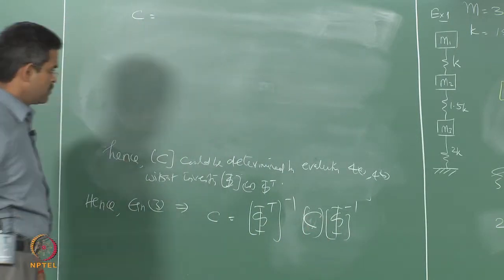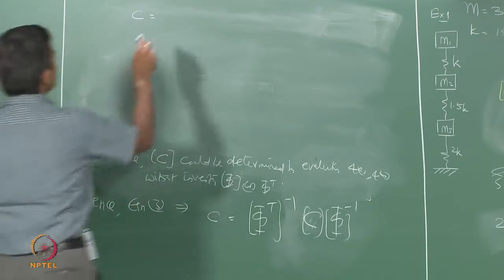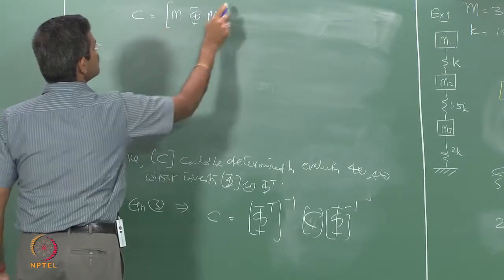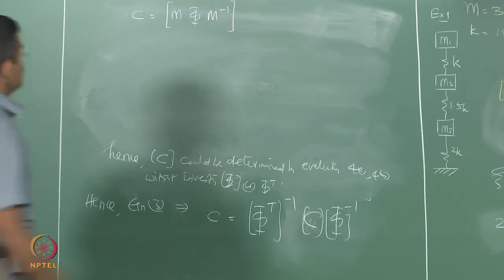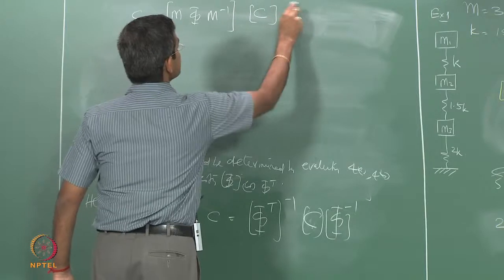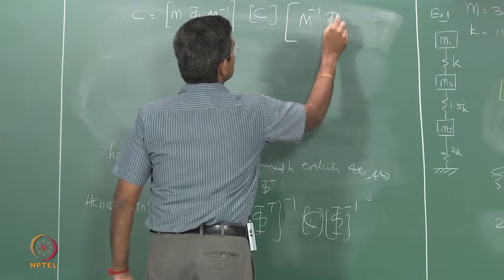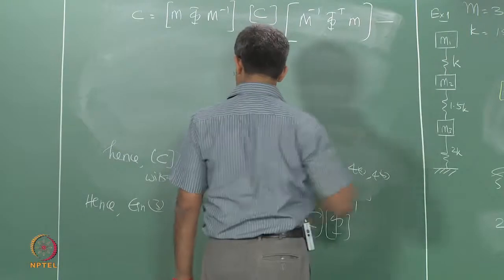Now, since phi transpose inverse was M phi M inverse, which was this value from 4B, C phi inverse phi transpose, I now call this equation number 5.